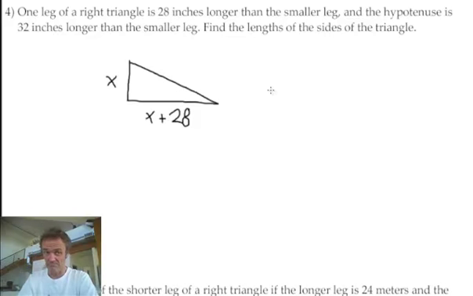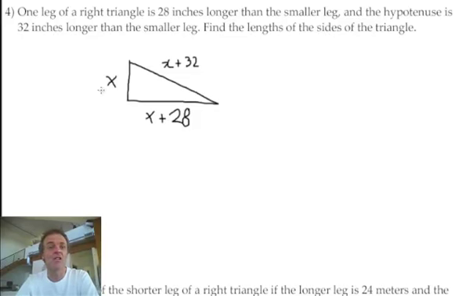Now the hypotenuse is 32 inches longer than the smaller. So again, this is x plus 32. Looks like it to me. Okay, short one, longer side, and hypotenuse. Right. Okay, so I've got this then.